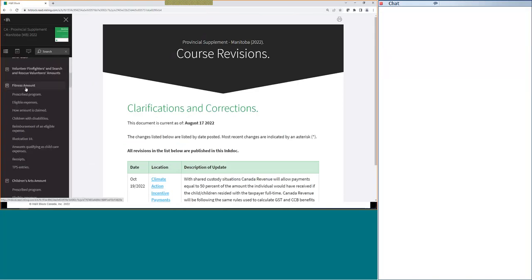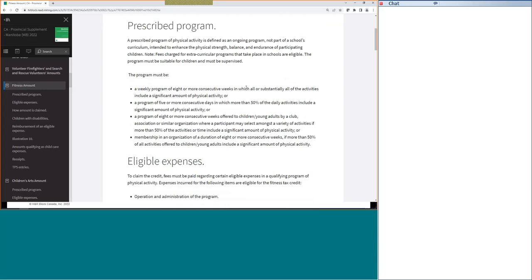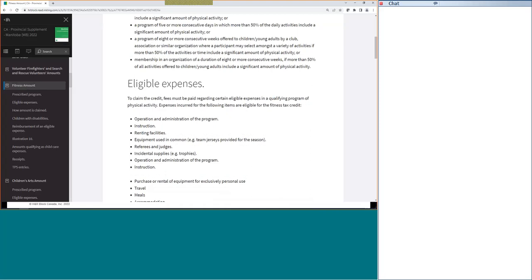So they have to have a certain number of weeks, a certain amount of activity. So 8 or more consecutive weeks in which substantially all the activities are a significant physical activity, or 5 or more consecutive days where 50% of the daily activities are significant physical, or things from a club. So you might have a soccer club, things like that. And then they will tell you what is eligible and what's not.